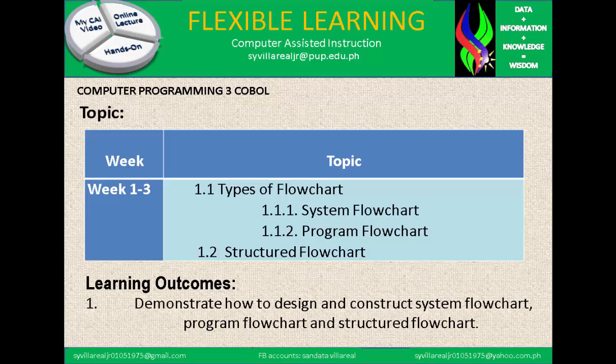Now, let's move to our topic for the subject matter. In our week 1 to 3, the topic goes to types of flowchart, and under this we have the system flowchart and the program flowchart. And after that we have the structured flowchart in 1.2. Now the learning outcomes of this week 1 to 3 is to demonstrate how to design and construct system flowchart, program flowchart, and structured flowchart. So we're talking about the 3 flowchart that we needed to use in the programming language.